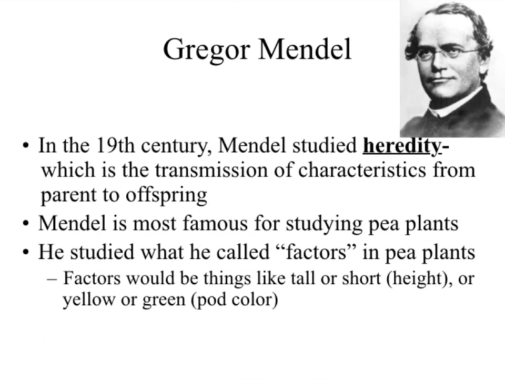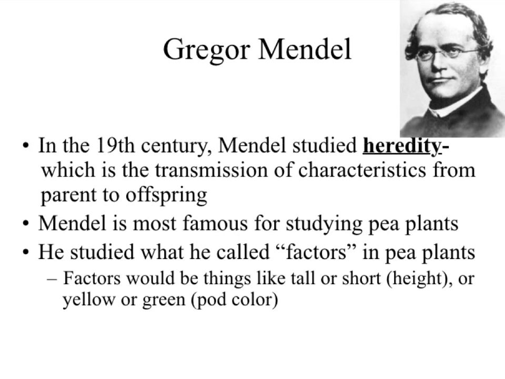When we talk about genetics, we have to start with a man by the name of Gregor Mendel. In the 19th century, he studied heredity, which was the transmission of characteristics from one to the other. He was an Austrian monk, and while he was in the monastery, he started to grow pea plants and play around with them and see their characteristics.